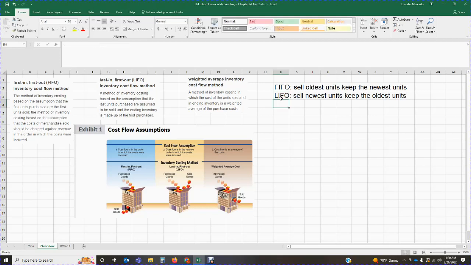And then the weighted average inventory cost flow method is a method of inventory costing in which the cost of the units sold and in ending inventory is a weighted average of the purchase cost. So for that one, it's a calculated figure. We have to calculate, and basically we're going to assign a weighted average cost based on all of our purchases. So that is a different calculation. But what students get most confused with is FIFO and LIFO. What do I sell? What do I keep? If it's FIFO, you sell the oldest units and you keep the newest units. If it's LIFO, you sell the newest units and you keep the oldest units.